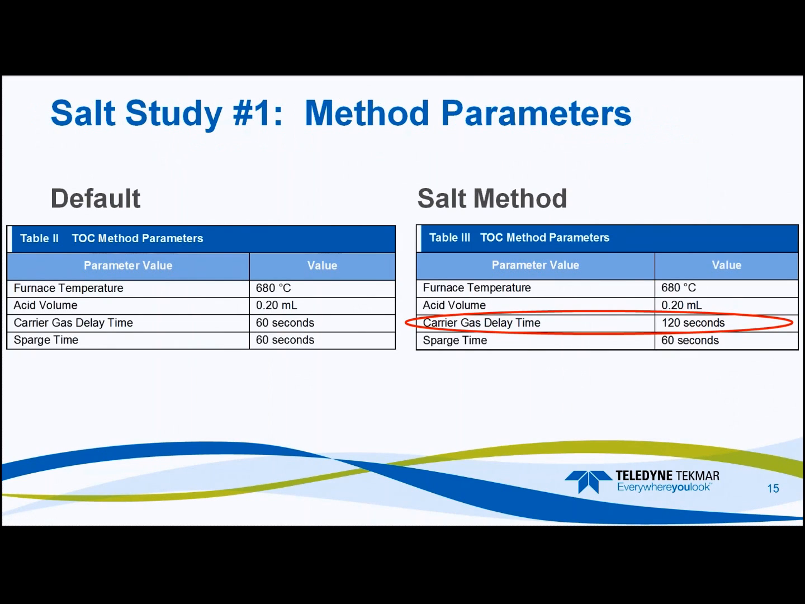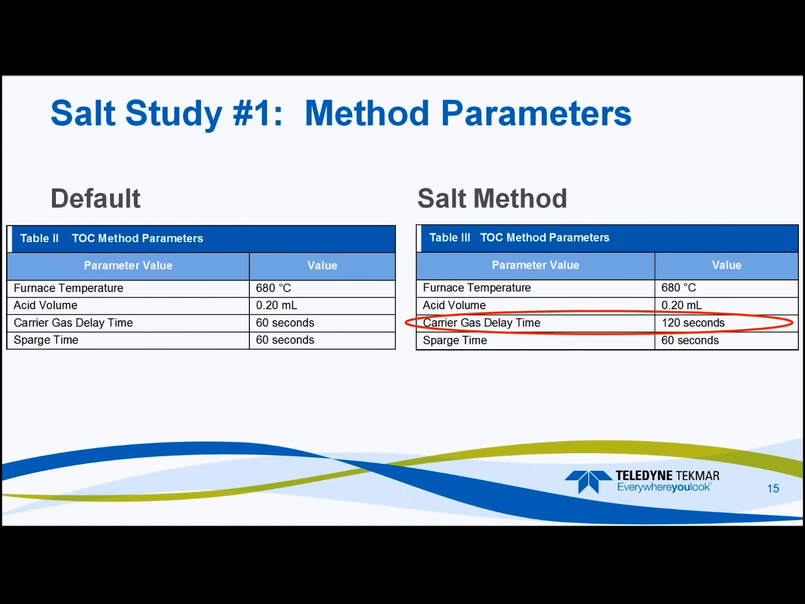So the method parameters. One of the things that is great about the Lodix is there are not a lot of parameters that you can change. In the default TOC mode, you have the option to change the temperature, the acid volume, your carrier gas delay time, and your sparge time. For the furnace temperature, some like to increase their temperature for hard to oxidize samples. When we did a little study where we increased it to 800 degrees, we really didn't see any more response than we did at 680. So we knew that we were getting complete oxidation at 680.